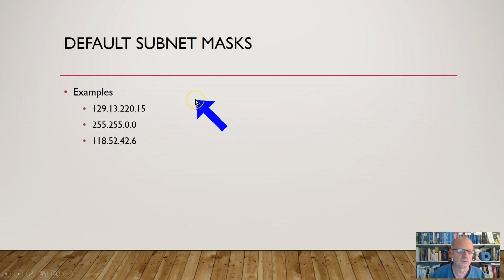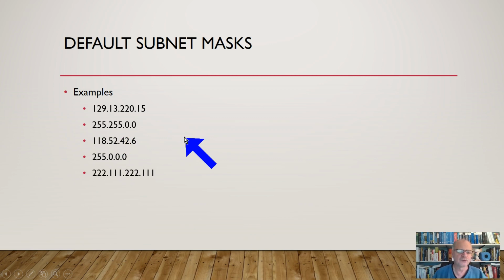How about another one? 118.52.42.6. Well, class A is anything from 0 to 127, and this is between 0 and 127, so this is a class A. So I know the subnet mask is going to be 255.0.0.0. 118 will be the network ID, and 52.42.6 will be the host ID.